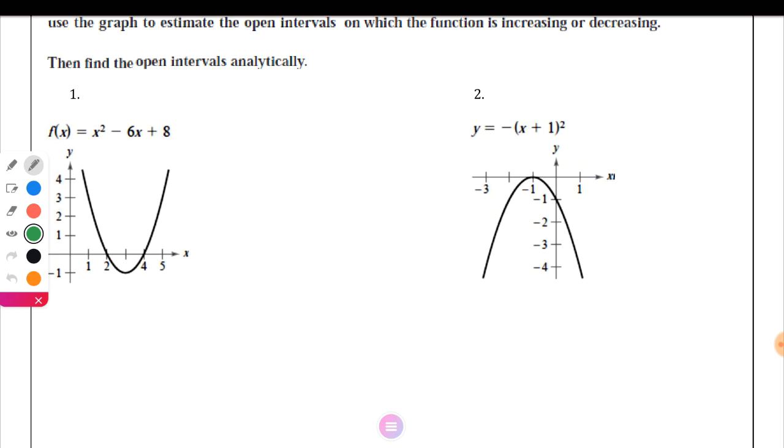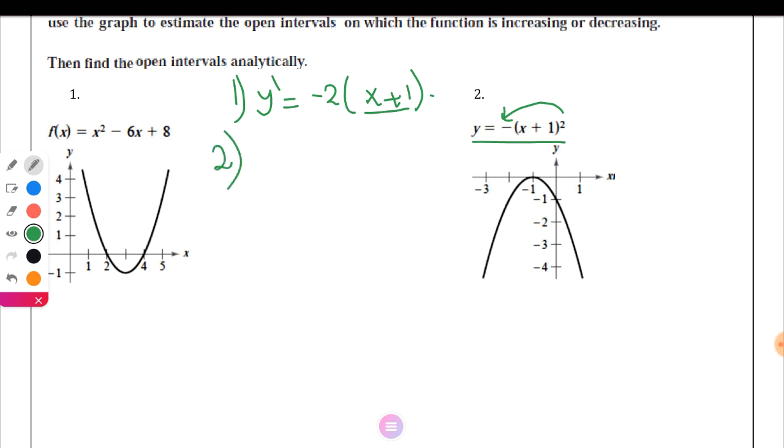Now, how to find this analytically? First step, find the derivative. Apply the general power rule, since the function is a bracket raised to a power. I multiply by the power, -2, times x plus 1, decrease the power by 1, and multiply by the derivative of what is inside the bracket, which is 1.